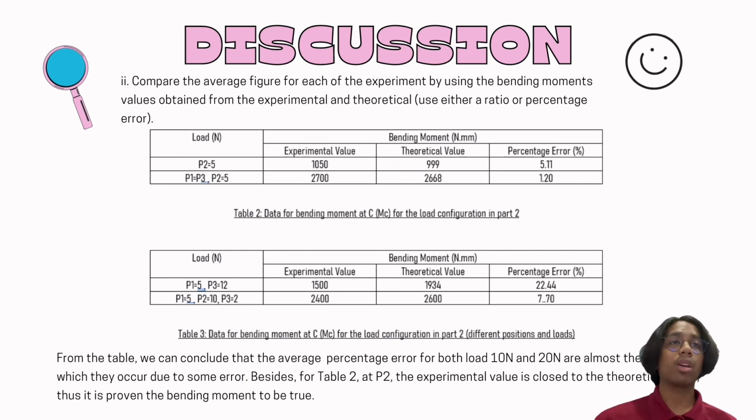Okay, from the table we can conclude that the average percentage error for both load 10 Newton and 20 Newton are almost the same, in which they occur due to some error. Besides, for table 2 at P2, the experimental value is close to the theoretical value. That proves the bending moment to be true.